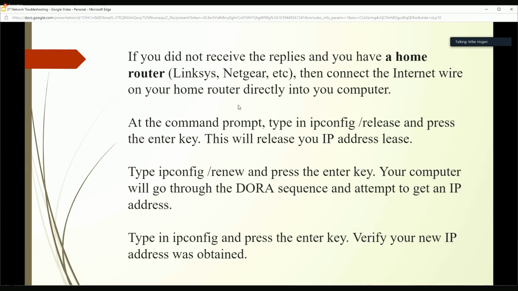One of the things you can do is go in and release your IP config so that you can renew it. It'll go through that DORA process, which will give you your new IP address. It'll also give you new information in terms of your DHCP server and your default gateway and that information as well. So if something changed there, you can release it, renew it, and you should be able to get connectivity that way.